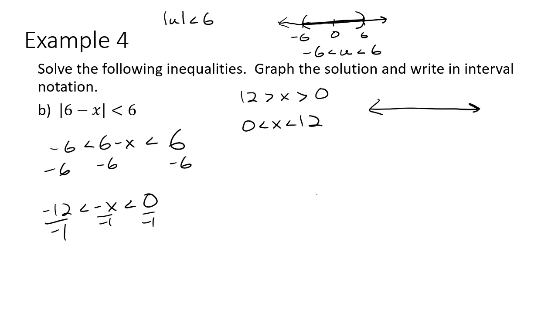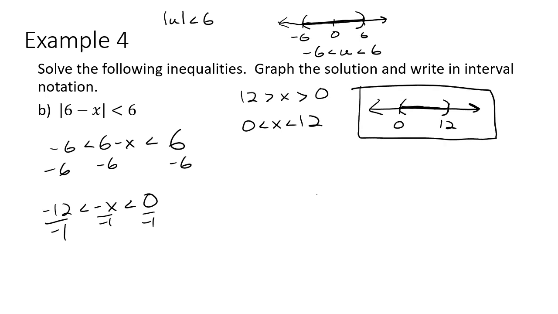All right, and so if I were to graph this, we're going from 0 to 12, endpoints not included. Everything in between. Or in interval notation, 0 to 12 with parentheses.